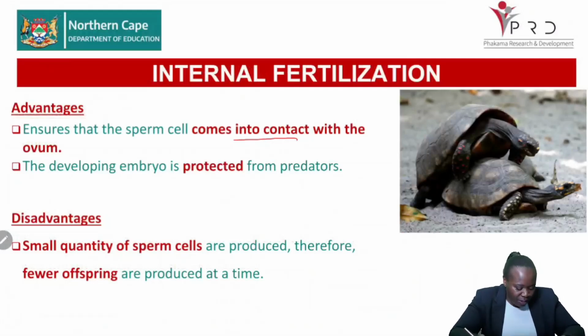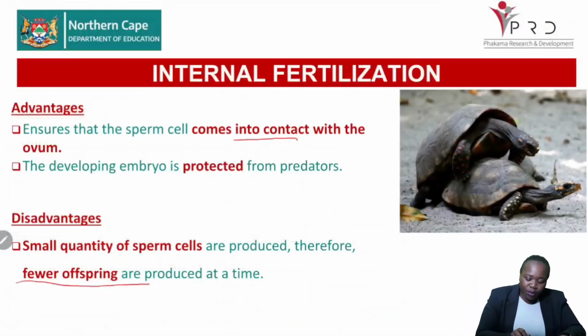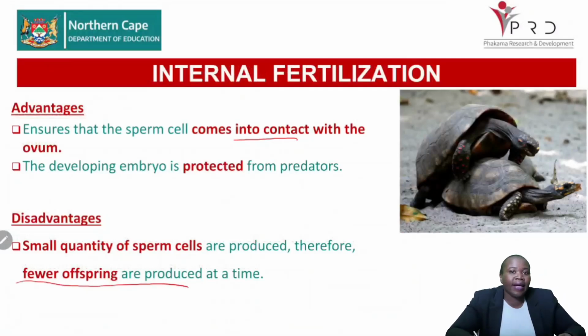And then a disadvantage here would be that only a small quantity of sperm cells are produced at a time, meaning that organisms that usually show internal fertilization will produce only one or two offspring at a time. So fewer offspring will be produced at a time, unlike with external fertilization.